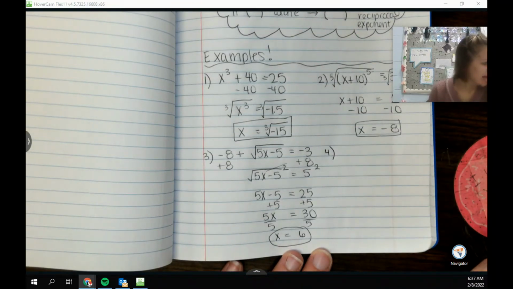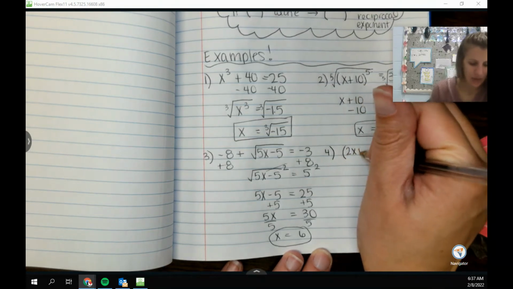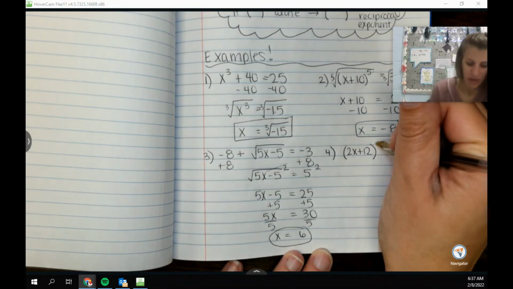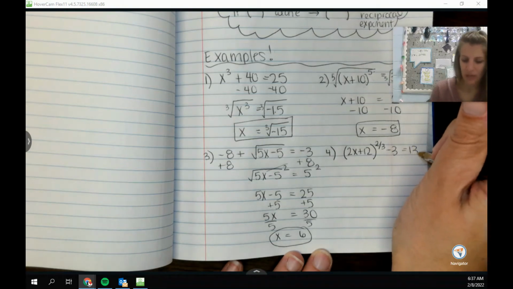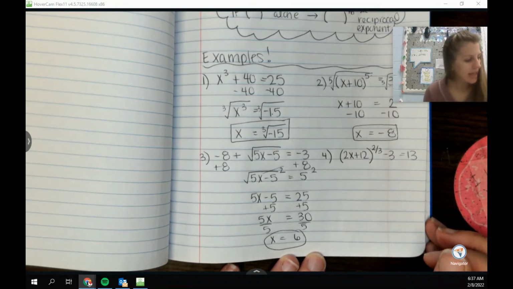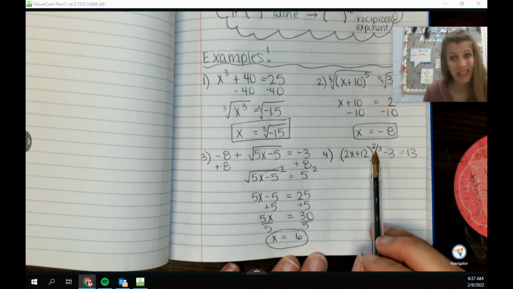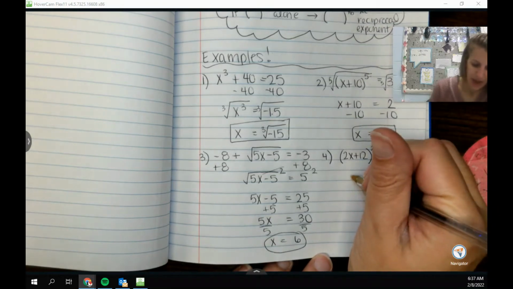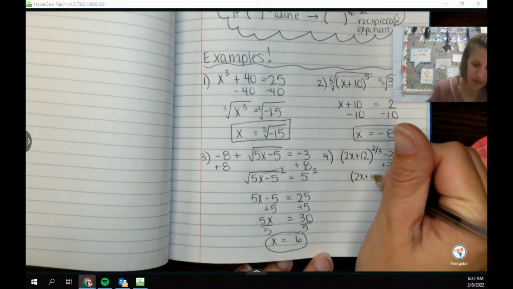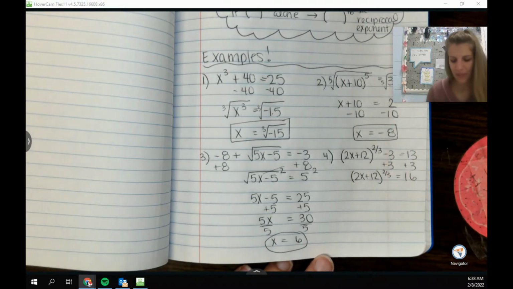Let's try this weird one. Let's try one with 2x plus 12 to the 2/3 power minus 3 equals 13. Okay, so here my exponent is this weird exponent. I still need to get it alone, so I'm going to have to get rid of that minus 3 first. So we'll have 2x plus 12 to the 2/3 power equals 16.